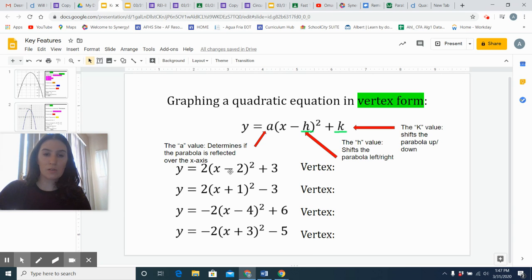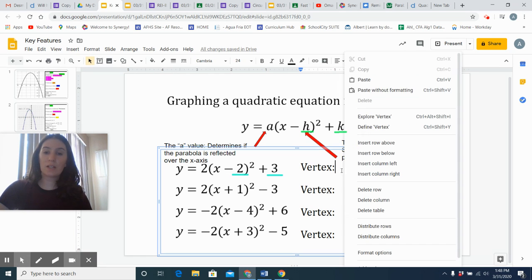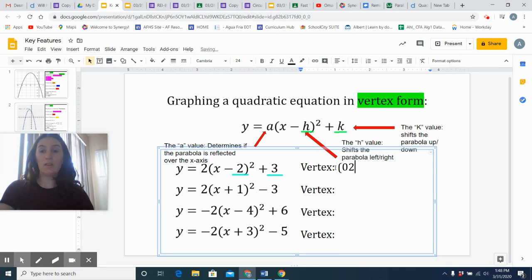If I'm looking at this first one, what I like to do is first underline my h and my k value. So I'm looking there and I see -2, 3. A lot of people are tempted to say, oh, my vertex is -2, 3. Now maybe pause for a second and say, why is that not correct? Because that's what I'm seeing.